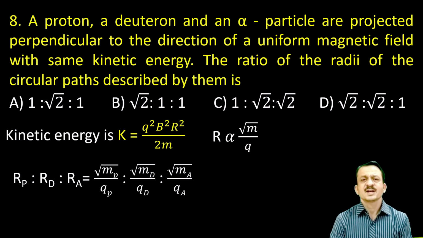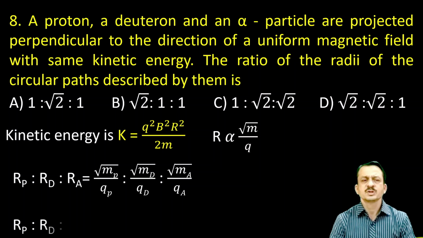If I take the mass of the proton as 1 unit, I will take it as root 1, and the mass of the deuteron, it is having one proton and one neutron, therefore its mass becomes 2, therefore the second term is root 2. And the mass of the alpha particle, it is having 2 protons and 2 neutrons, therefore I will take it as 4 units. Therefore I will substitute mp as 1, md as 2 and the alpha particle mass as 4. Now charge, proton charge is 1, deuteron charge is also 1, alpha particle charge, since it is having 2 protons, is 2.